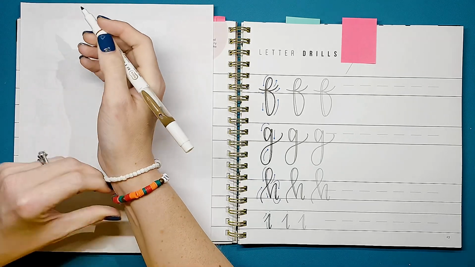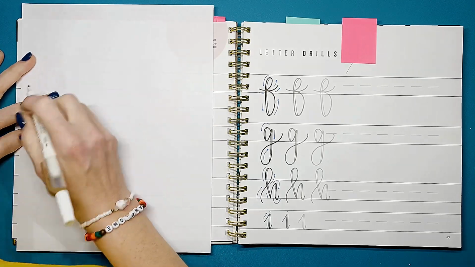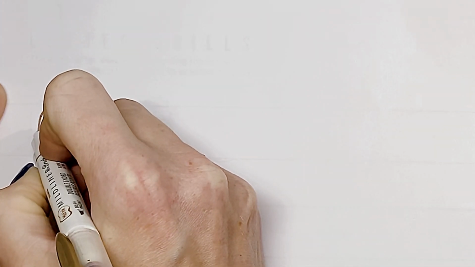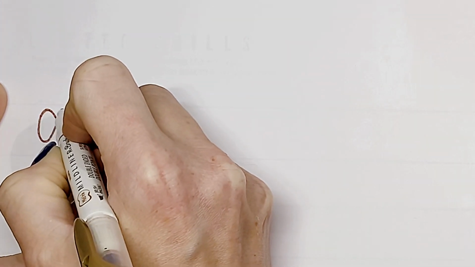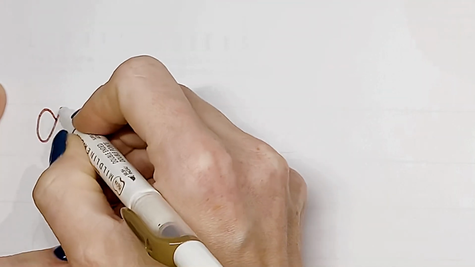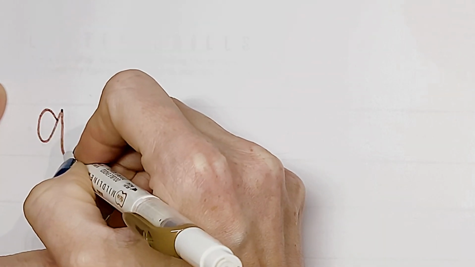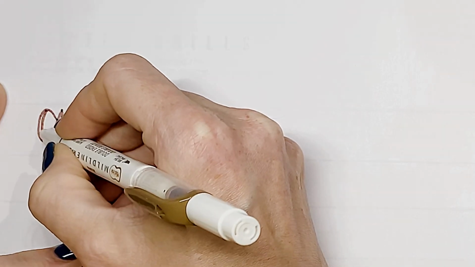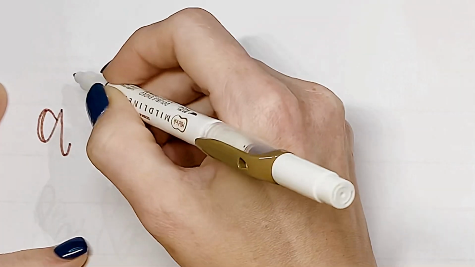First, you have to do the downstroke. Let's see if I can see this. Downstroke, and then up, and then down. And then we're going to do the downstrokes to make it look like it is filled in.